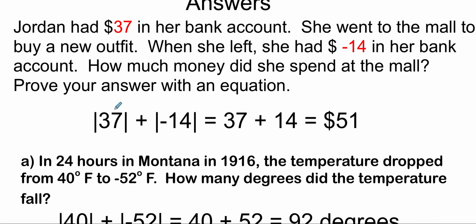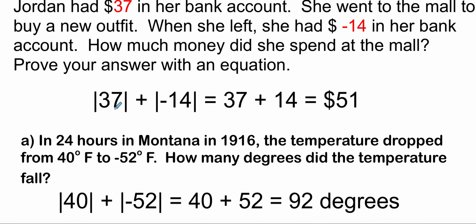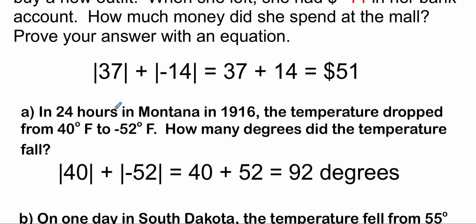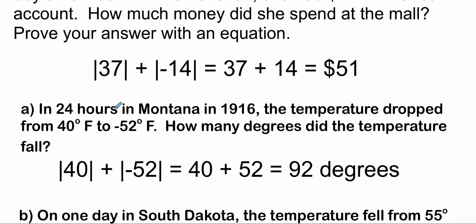Okay, here are the answers. For the money that she spent, 37 plus 14 is $51. And for the second problem, 40 plus negative 52 is equal to 40 plus 52, which is equal to 92 degrees. The temperature fell 92 degrees.